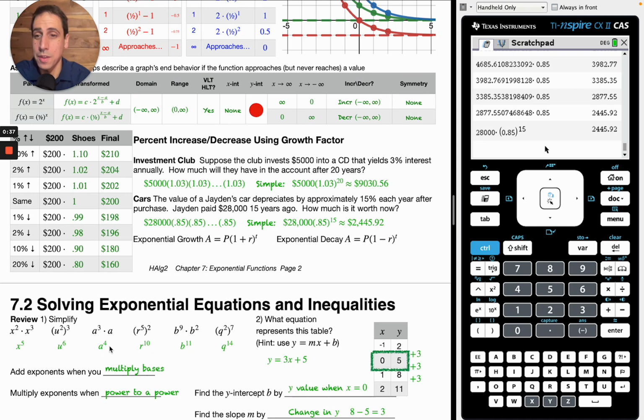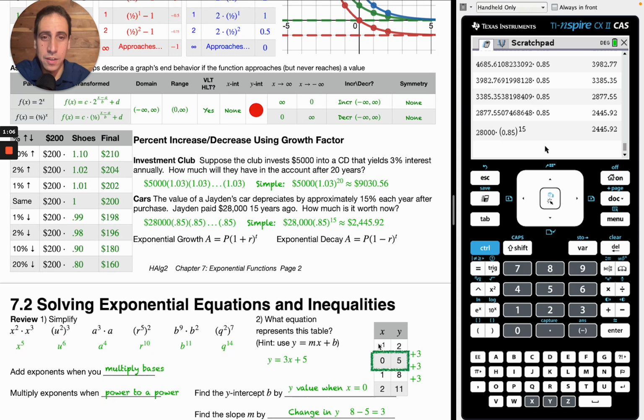A cubed times a is a to the fourth, because 3 plus 1 is 4. And here we'll switch back to multiplication, because we're taking a power raised to a power. 5 times 2 is 10. 9 plus 2 is 11, and 2 times 7 is 14. That's your review, and we want to make sure we know when to do what. You add exponents when you multiply the bases, and you multiply the exponents when you raise a power to a power.